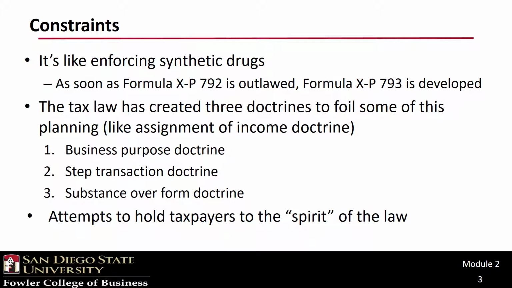So over time, the tax law has built these 3 doctrines in an attempt to avoid kind of strict definitions and use more of a principles-based approach. So these doctrines are the business purpose doctrine, the step transaction doctrine, and the substance over form doctrine. And these all attempt to hold taxpayers to the spirit of the law rather than the letter of the law. So it's just like the spirit of the controlled substance list, right? The idea is to prohibit illegal drugs, but it can be skirted by basic chemists.